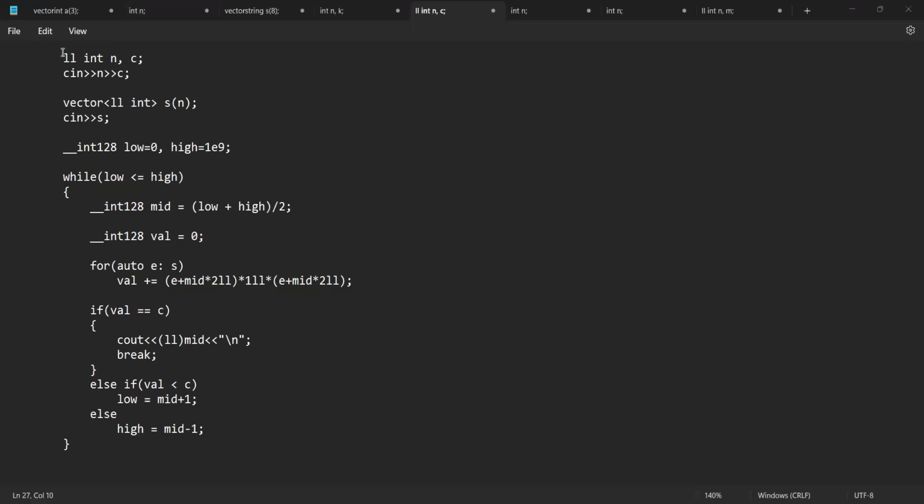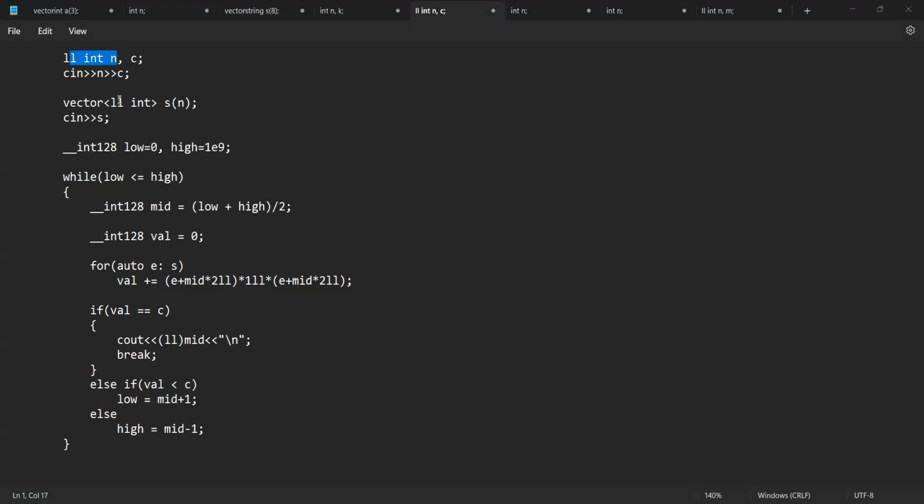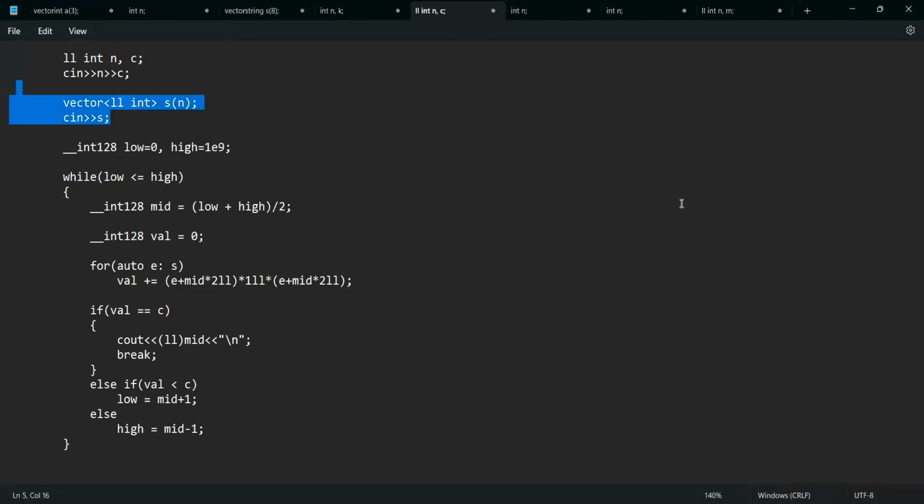So this is the implementation that I did, and in this I have N and C. N is the number of squares that I have, and C is the total area. I'm taking that as input, then I'm taking my S as input. And then this is a 128-bit integer.